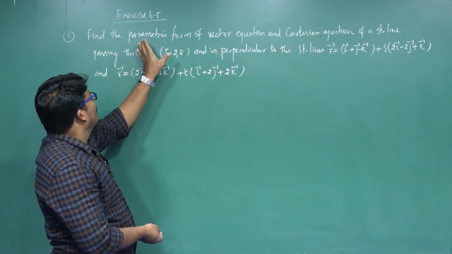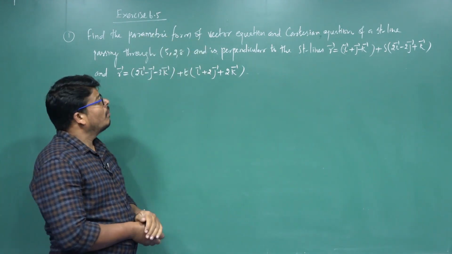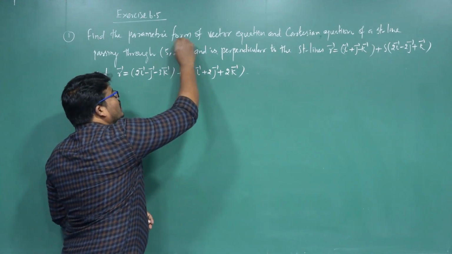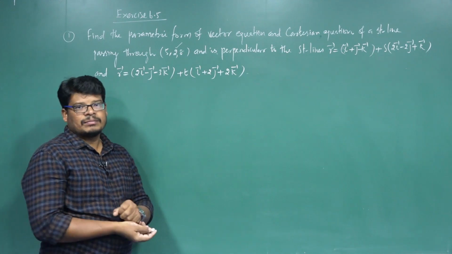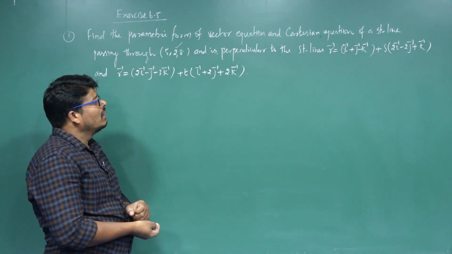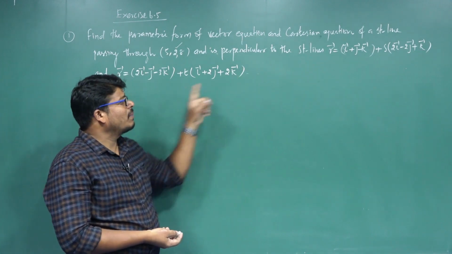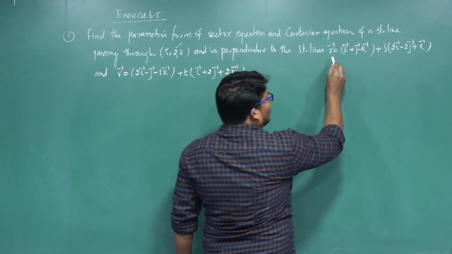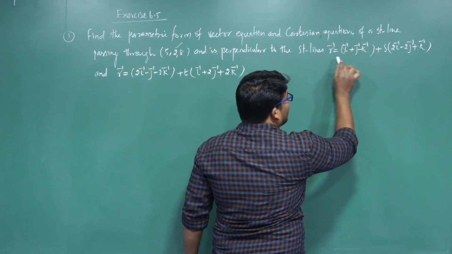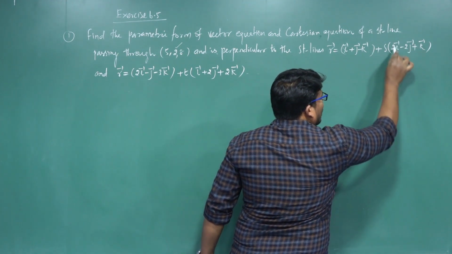Now we find the parametric form of the vector equation and the Cartesian equation of a straight line passing through one given point. Passing through one point, we want one direction, and the line is perpendicular to the given two straight lines. The first line is r vector equal to A vector plus s of B vector. That is a parallel line.